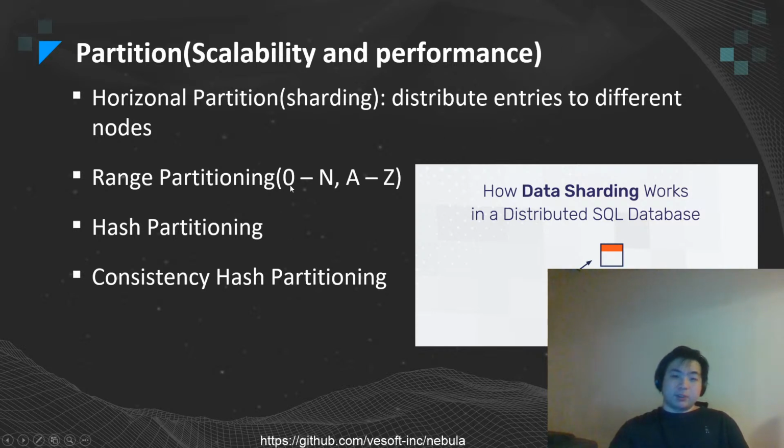One is range partition, which is used in Cassandra and HBase, which uses their values as the key to partition them based on their values. For example, here you can partition the number range from 0 to 3 to one node, and from 4 to 6 to another node, and put the rest into the third node.